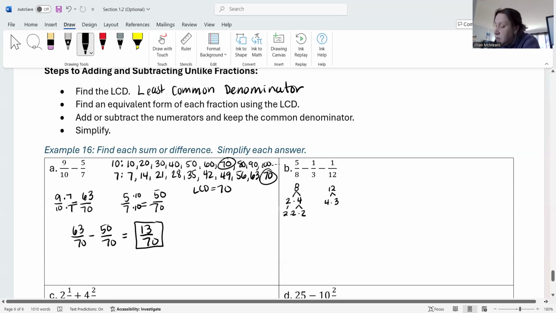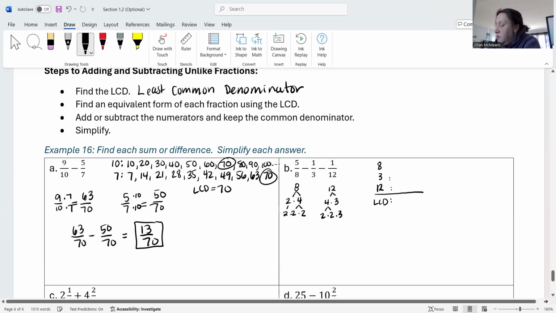4 is not prime, so I'm going to write 4 as 2 times 2, and then 3. And I think I have enough room to squeeze in the table here, so it might be a little scrunched, but I want to try to fit it here if I can. Remember, you want to have a row for each denominator, so we need a row for 8, 3, 12. We also need a row for the LCD.